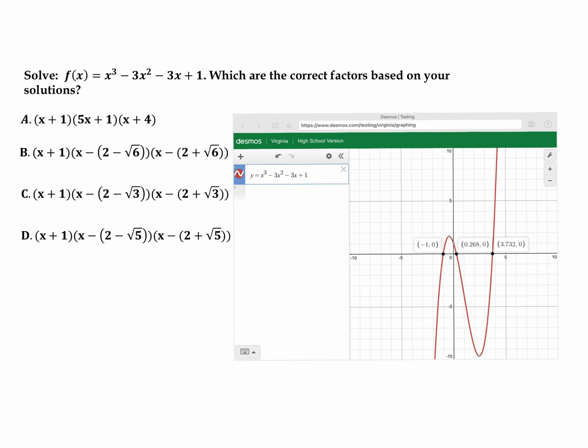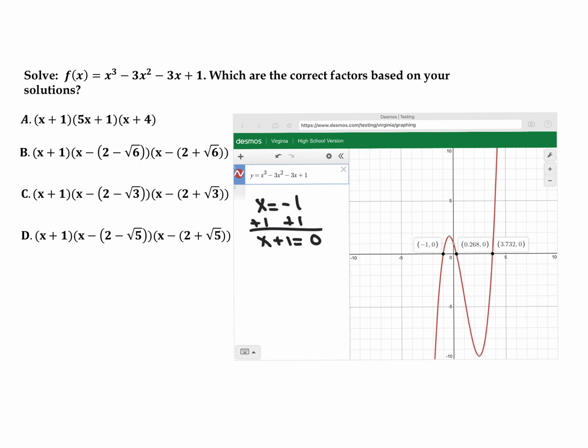All right, on this problem, we are solving f of x is equal to x cubed minus 3x squared minus 3x plus 1. We want to know which are the correct factors based on your solutions. So the first thing that I'm going to do is type it into Desmos, and I'm going to find my x-intercepts. Okay, so my first x-intercept is at x is equal to negative 1. So to find the factor, I make this equal to 0, and my factor is x plus 1.